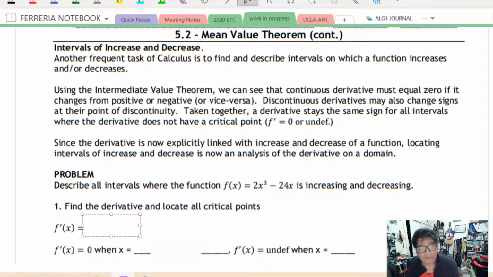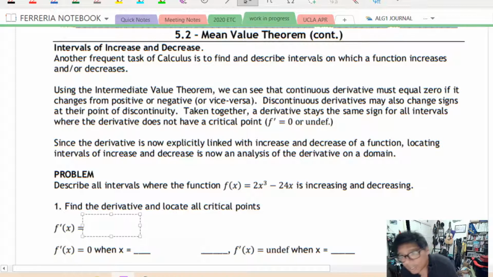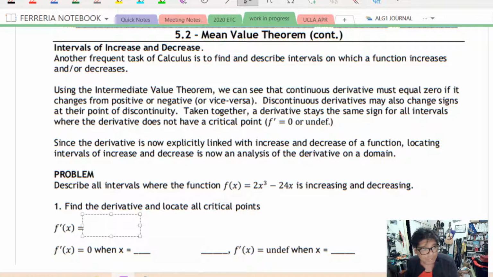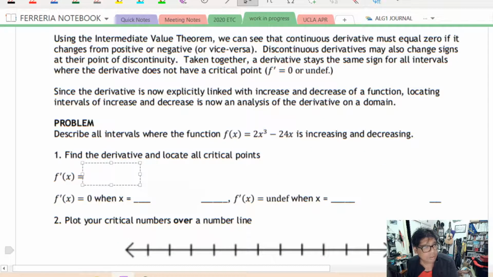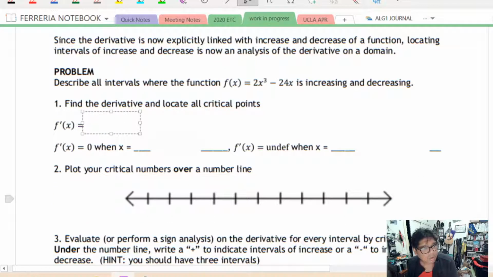So in order to find intervals of increase and decrease, we've just turned that task into an analysis of the derivative. By looking at the derivative, we can tell when a function increases and decreases and when it changes from increasing to decreasing or from decreasing to increasing. So number one, let's find the derivative and locate the critical points. We should actually read the problem. Describe all intervals where the function f(x) equals 2x cubed minus 24x is increasing and decreasing.